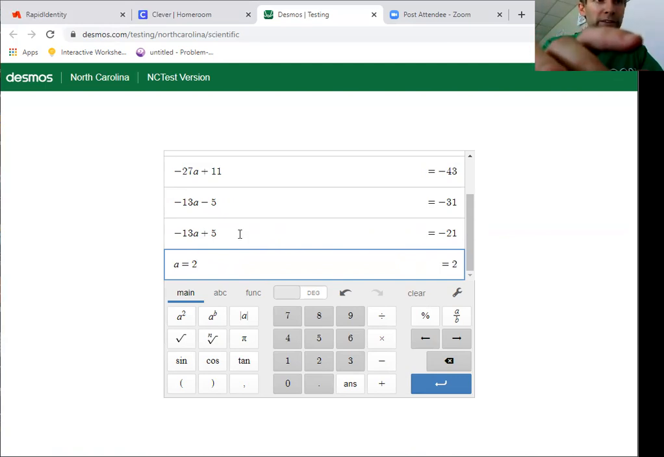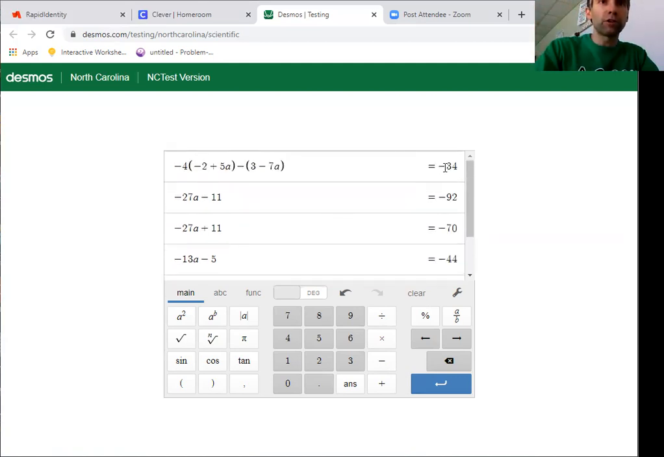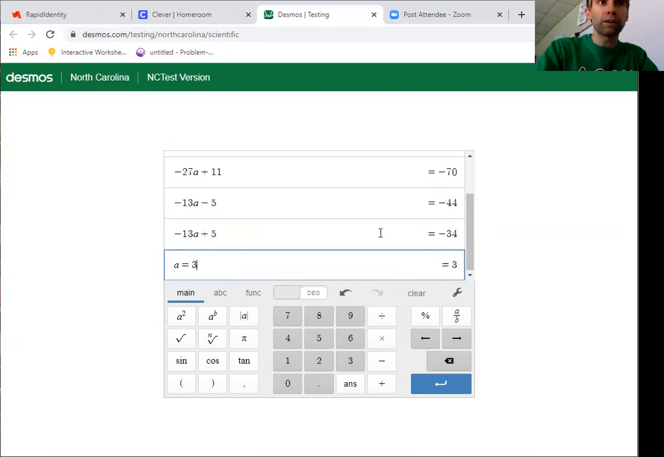We're going to hit backspace. Instead of using 2, let's just use 3 this time instead. So look, you see it gives me -34 up here. So not -34, not -34, not -34. Oh, -34, I get the same answer, -13a plus 5.